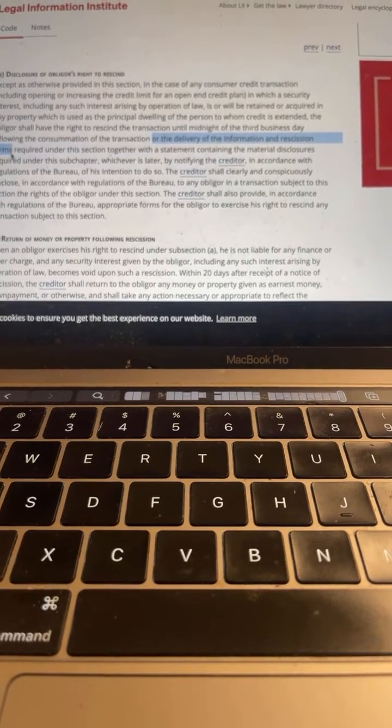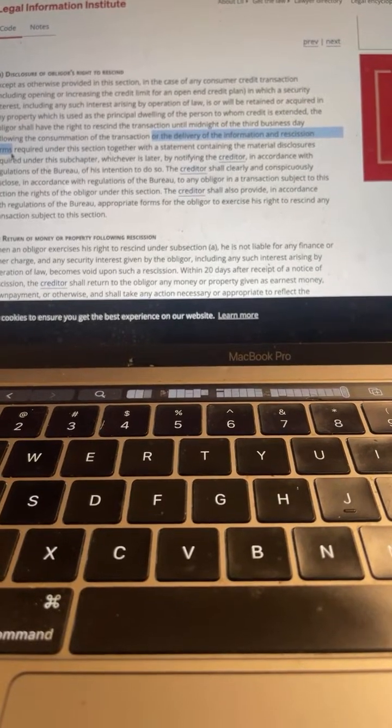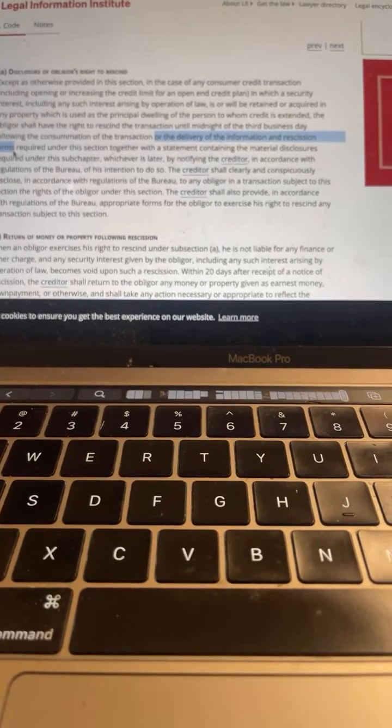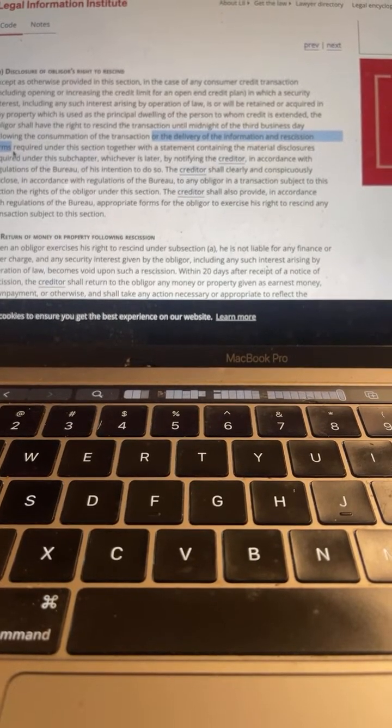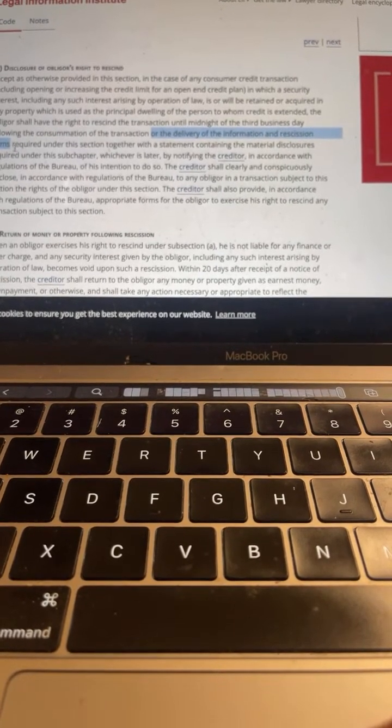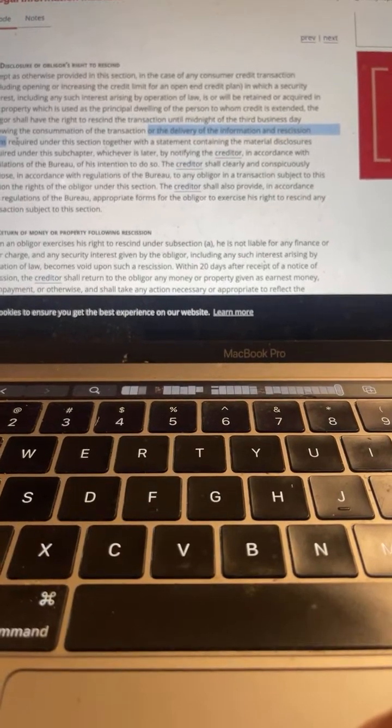Drop a 1 in the chat box if you guys have been delivered your rescission documents and paperwork. I don't know about you guys, but I never have, nor have I really ever seen, such. But they're required to under this section.